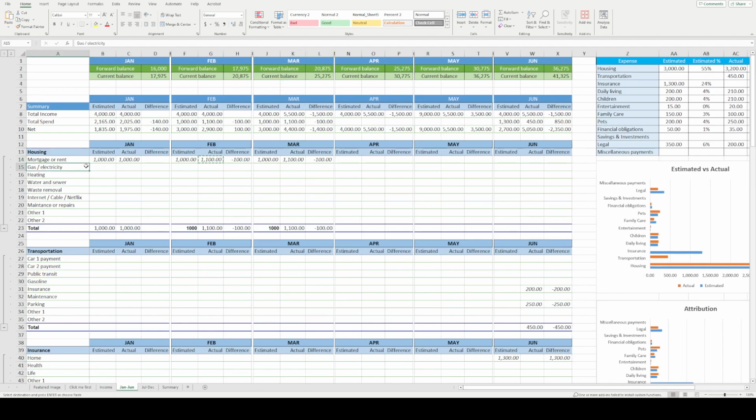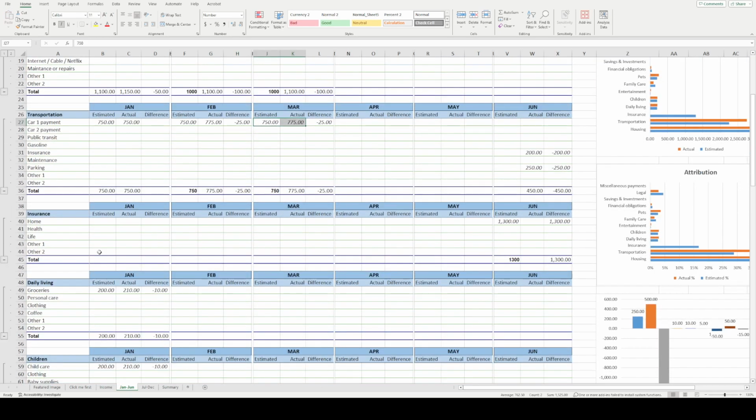Perfect. We can do the same with gas and electricity. We estimated it's going to be 100 bucks, but it's an extra cold winter, so it's 150, and so on. The second one is about transportation. In transportation, you have your car payments. So we know our car payment is 750, and it's 750. But then the next month, it's 750, but in actuality they increase the prime rate, so it's 775, and we can follow the same logic for March.